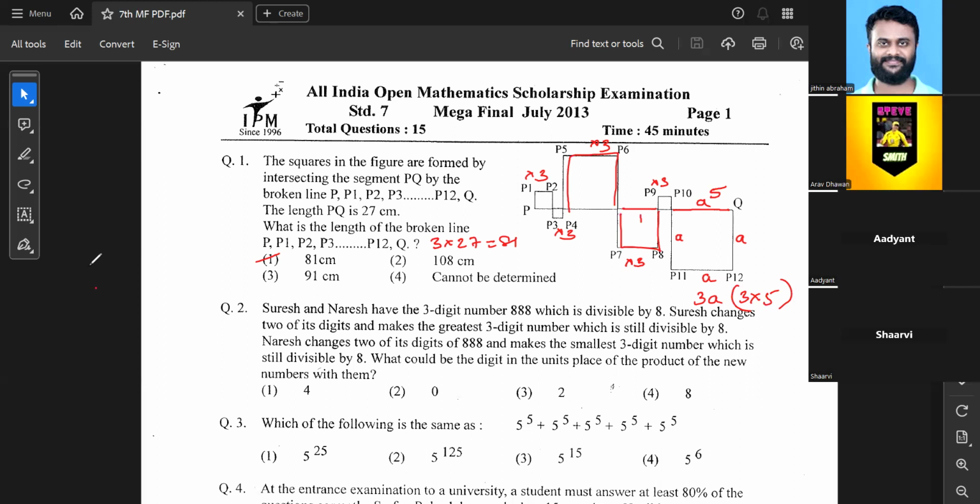So basically we can take 3 common, and then a plus b plus c plus d plus e plus f will give us 27. So 3 times 27. Correct.